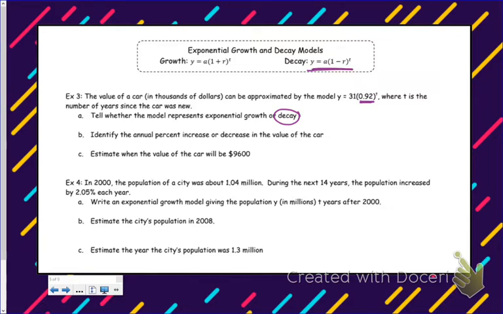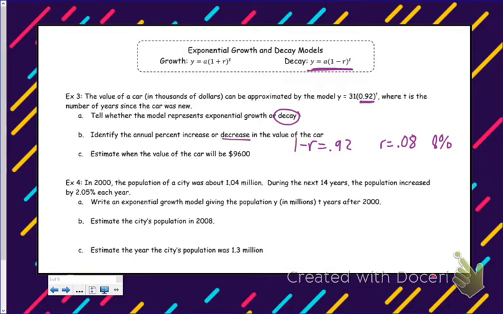So what we need to do now is actually find what that percent increase or decrease is. 0.92 or 92% is not that change, because remember, in that equation, 0.92 is the 1 minus r, and r is actually what I'm looking for. So if 1 minus r is 0.92, r is actually 0.08, which as a percent would be 8%. So that is an 8% decrease.